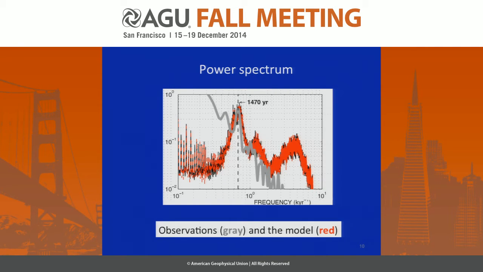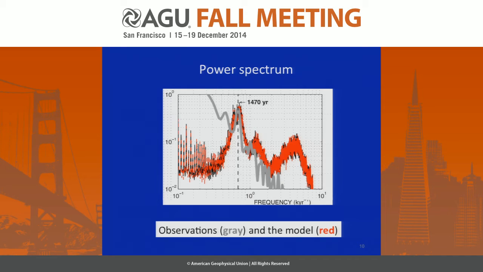So if we do the power spectrum of the observations, this gray line here, we can obtain this peak. This peak corresponds to the DO events, to this millennial variability at about 1500 years period. And our simple model really captures this peak. You can see here, there was no tuning at all, we obtain this peak, and even the secondary peak is captured.